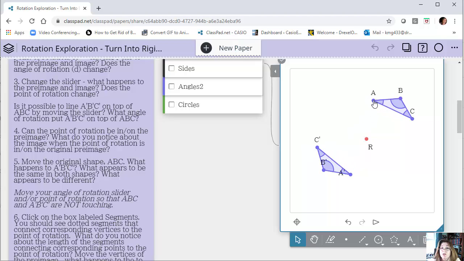What happens if I change my original image? Well, the rotated image changes exactly the same. The corresponding angles and points change exactly the same. So things like that is what they're exploring.